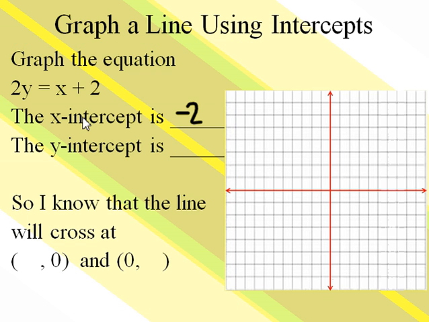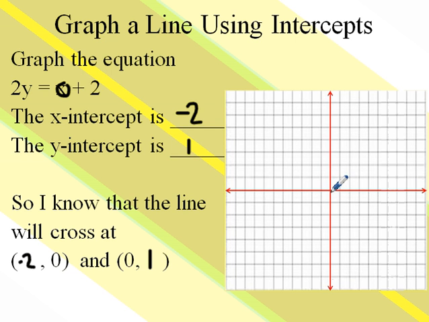I'm sorry, I think I might have misspoken. If I put 0 in for y, that gives me 0 equals x plus 2. What does x have to be so that y is 0? x has to be negative 2, so that negative 2 plus 2 gives us 0. For the y-intercept, I'm going to make x 0, and I get 2y equals 2. Divide both sides by 2, I get 1. So I know my y-intercept is 1. So my x-intercept is negative 2, 0, and my y-intercept is 0, 1.